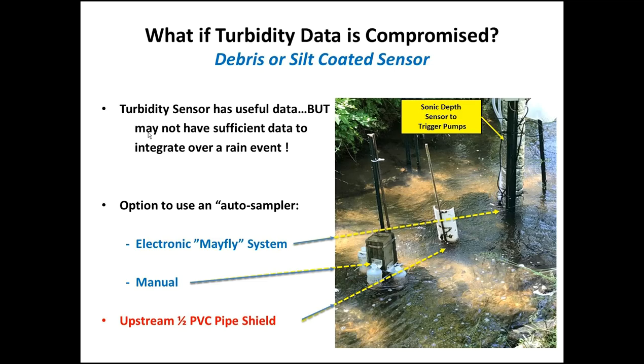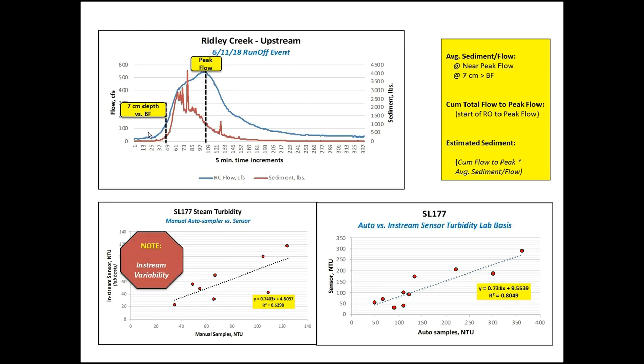So theoretically, what we're trying to do is catch a runoff event here. And this is a simulation of Ridley Creek, actually, on the upstream portion. We're looking at taking a sample at about 7 centimeters just after the runoff event starts, and then we want to catch it just after the peak when it starts to come down. And then what we do is we take the sediment at each of these locations, divide it by the flow rate, and average it, and then multiply it by the total quantity of water up to the peak flow. Okay? And then we correlate that for every runoff event.